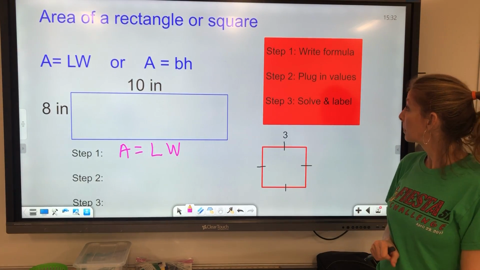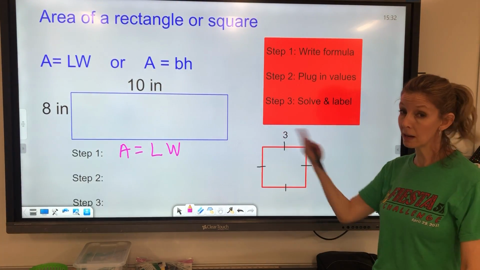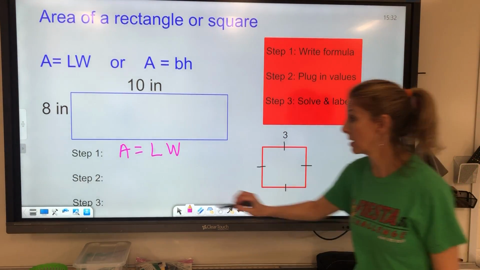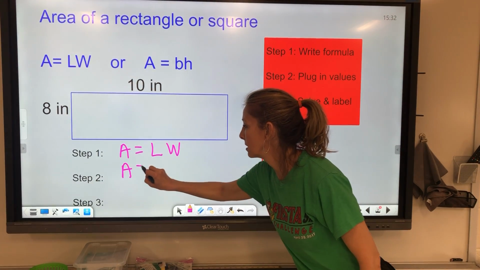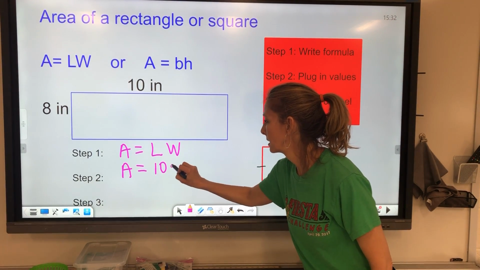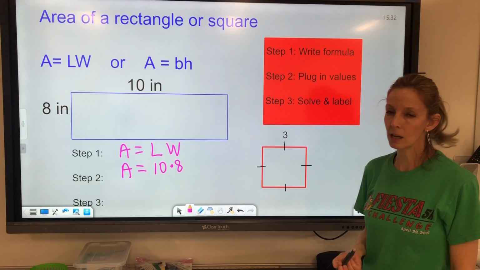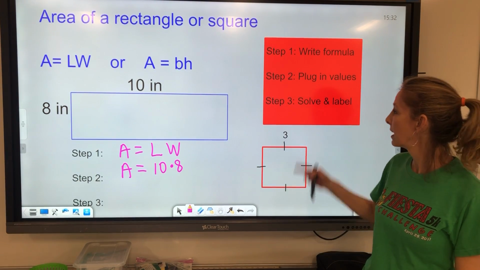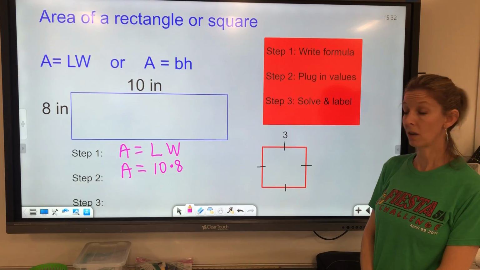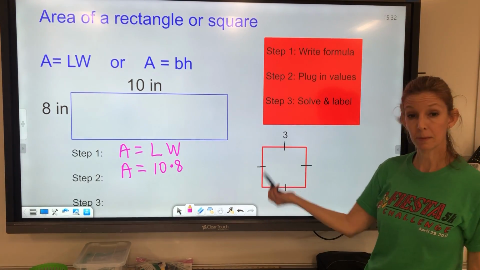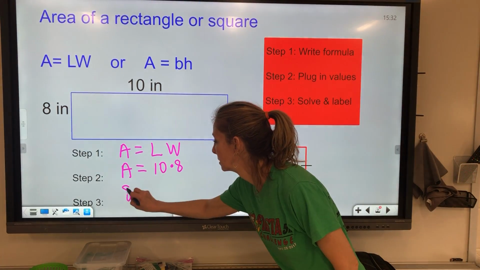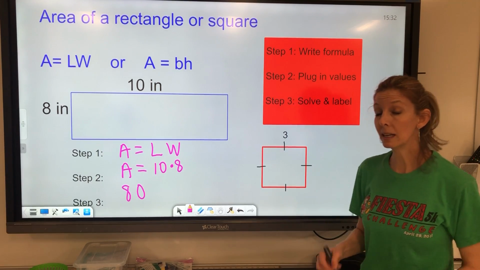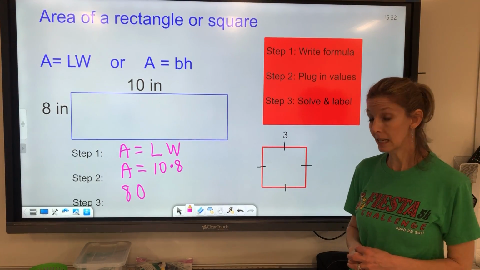Next, step 2, plug in the values. So you look at your shape and you're plugging in whatever is the length and the width. So area equals 10 times 8. Now keep in mind it would not matter if you wrote 8 times 10. That's fine as well. Step 3, of course, is to solve and label. So 10 times 8, of course, is 80. And by labeling, we need the unit of measurement. Well, I see this was in inches.